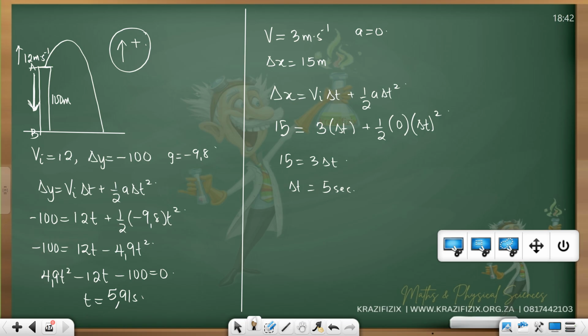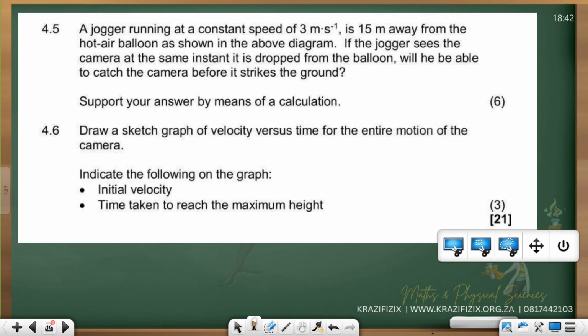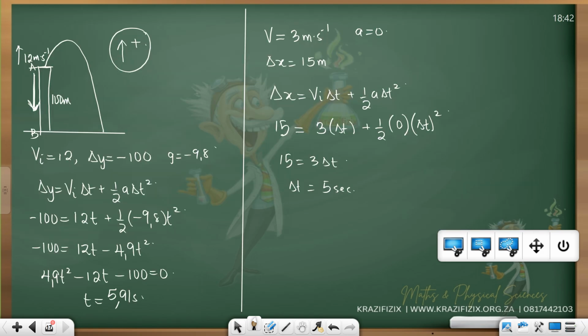How did they ask us? They said, will he be able to catch the camera? Yes. Support your answer with a calculation, and that's it. Yes. The guy arrives at the point at 5 seconds, and the camera would only reach that point at 5.91.